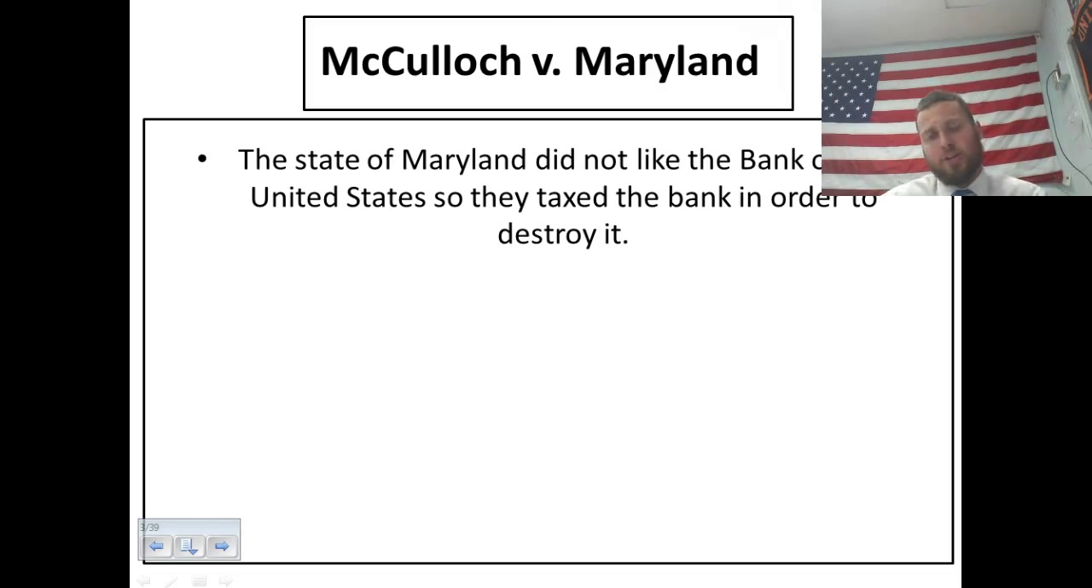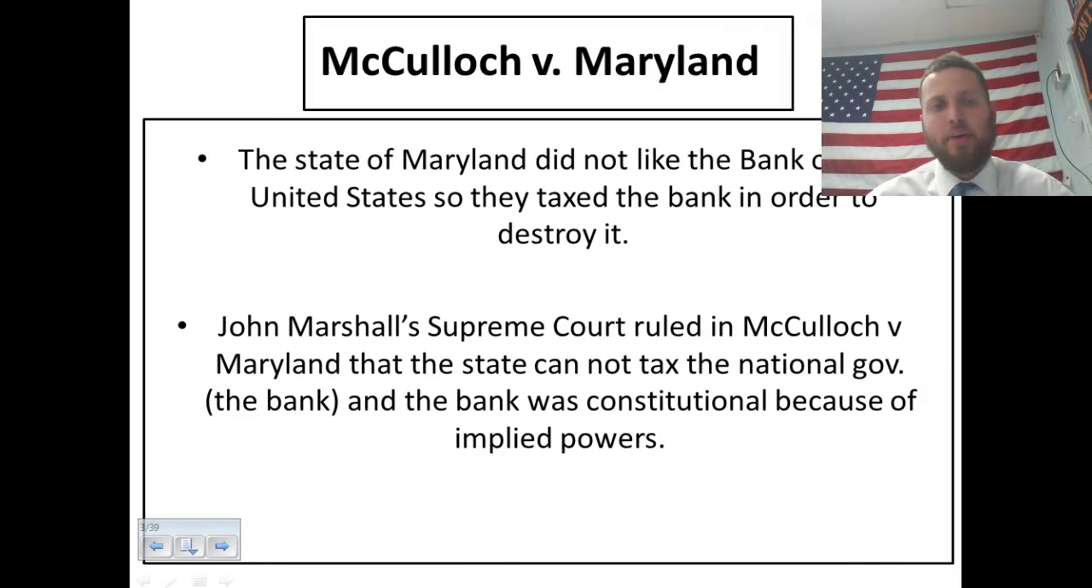All right, so here's the question. What does the Supreme Court think? Who does the Supreme Court say should win in McCulloch versus Maryland? Here we go. John Marshall's Supreme Court, because John Marshall is the Supreme Court Chief Justice, ruled in McCulloch versus Maryland that the state cannot tax the national government. The state is not the same as the national government. The state cannot put a tax on the national government. That means the bank.